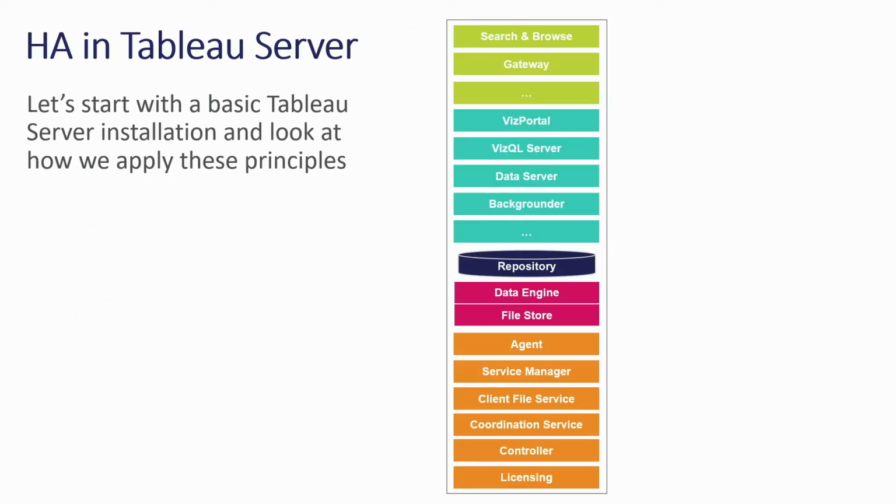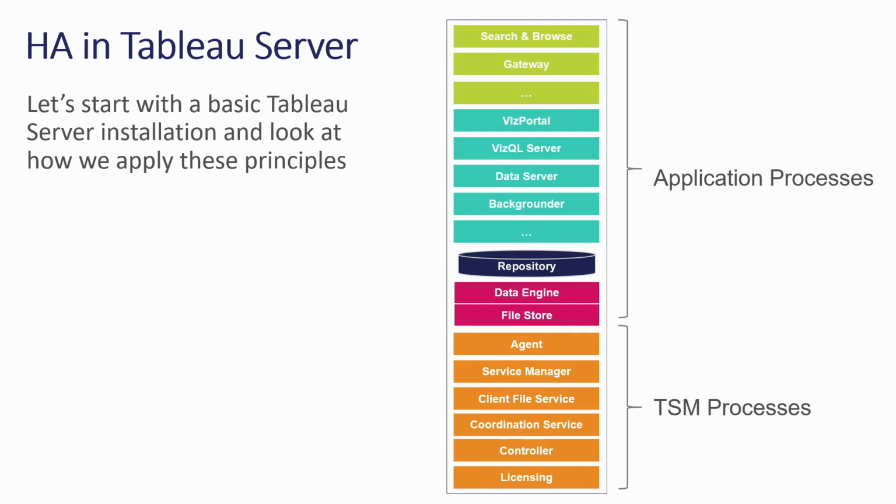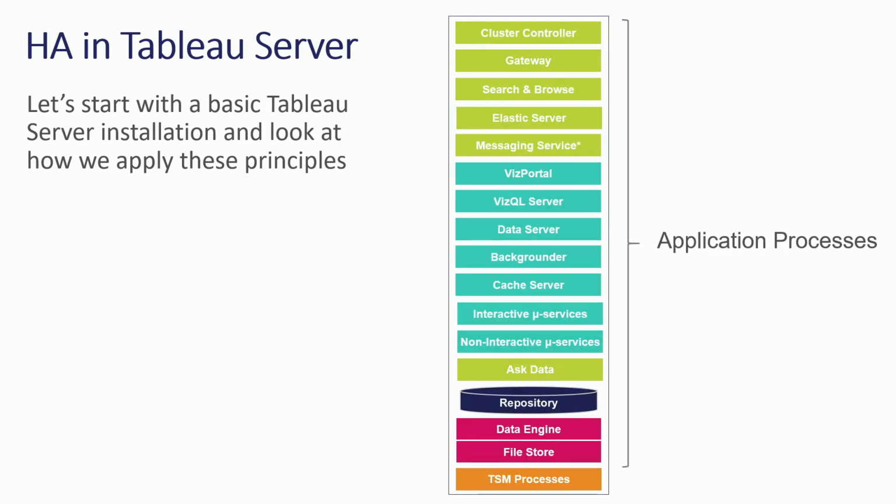So let's take a look at a Tableau Server and configure it for HA. So this might be something that you would start out installing on a single machine. And you've got application processes like we talked about up at the top here. And then we also have our TSM processes. So for right now, let's go ahead and focus on the application processes.